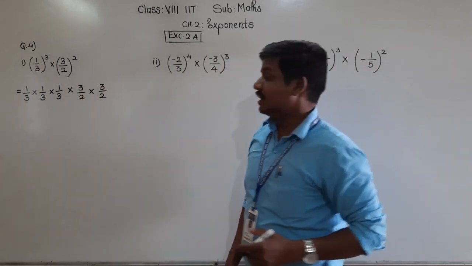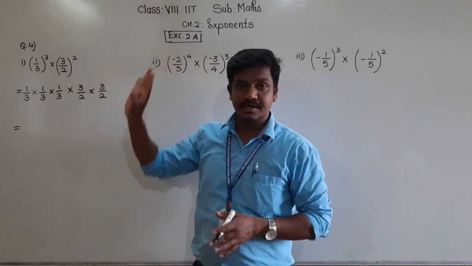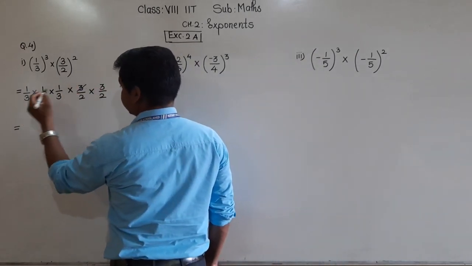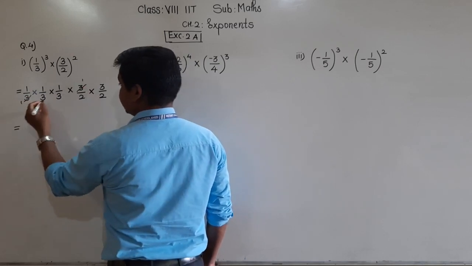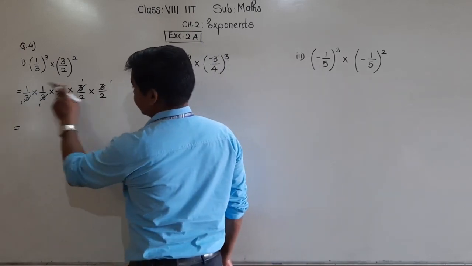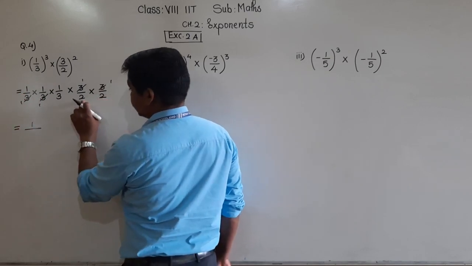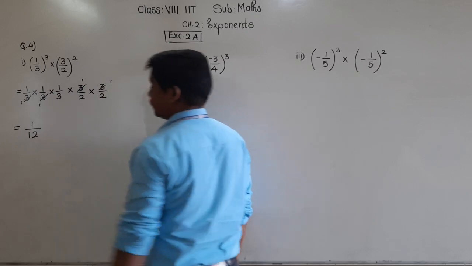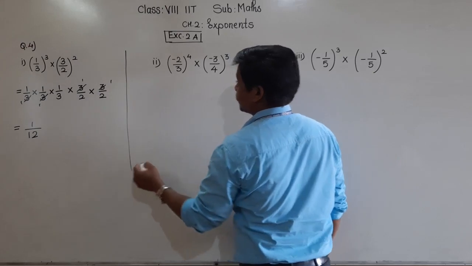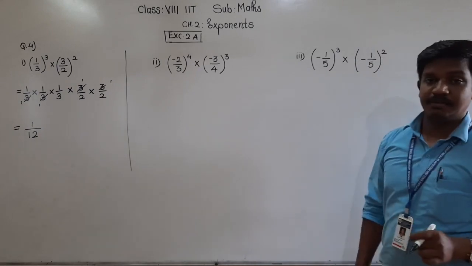Done. Now reduction. Let us reduce numerator and denominator wherever it is possible. See here, this 3 and this 3 are divisible by 3 itself. So 3 ones are 3, 3 ones are 3. This 3 ones are 3, 3 ones are 3. This much only. So here in the numerator 1 into 1 into 1 into 1 into 1, that is 1, upon 2 2s are 4, 4 3s are 12. So 1/12 is the value of this example. Understood?